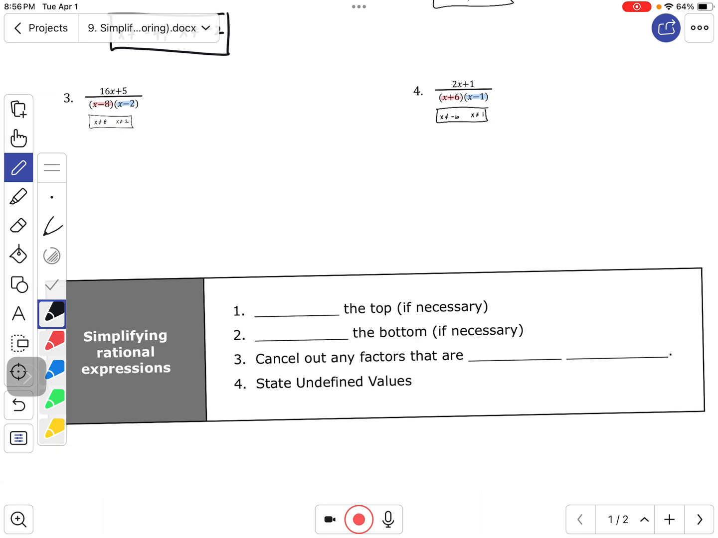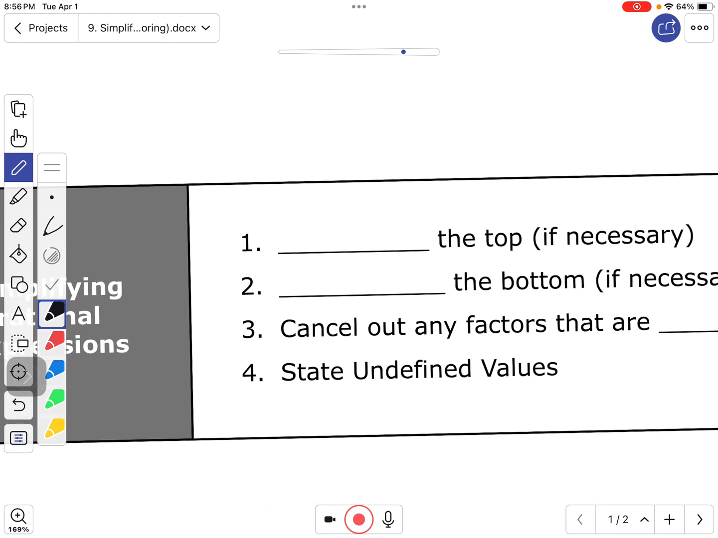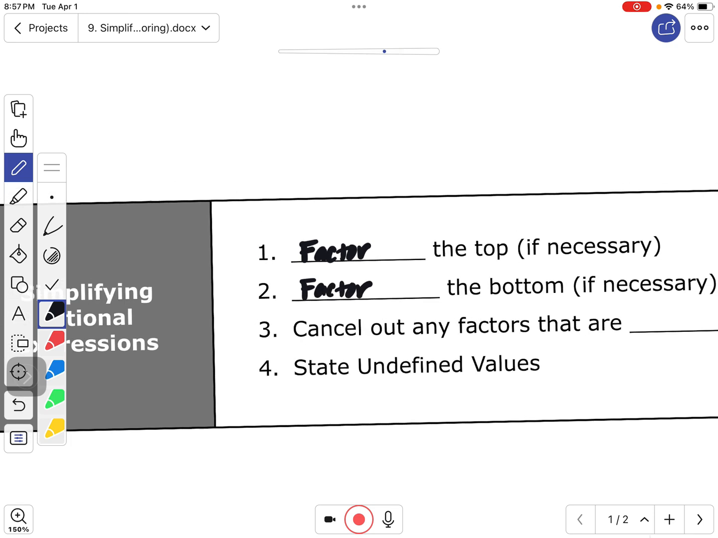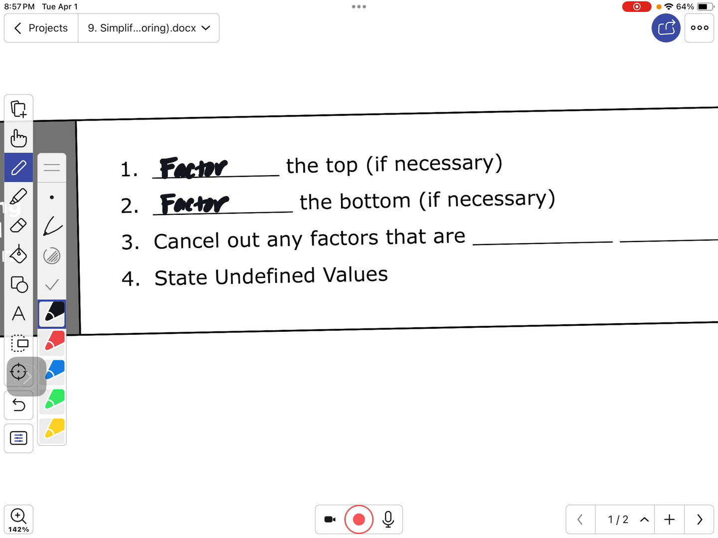Okay? When we're simplifying rational expressions, the first thing you want to do, and I don't know why these directions are on there, they shouldn't be, is factor the top if necessary, and then factor the bottom if necessary. On the back side of this, you won't have to do any factoring. So I'm not really sure why those directions are on here. So you can kind of ignore step 1 and step 2. We're going to go right to step 3 today.